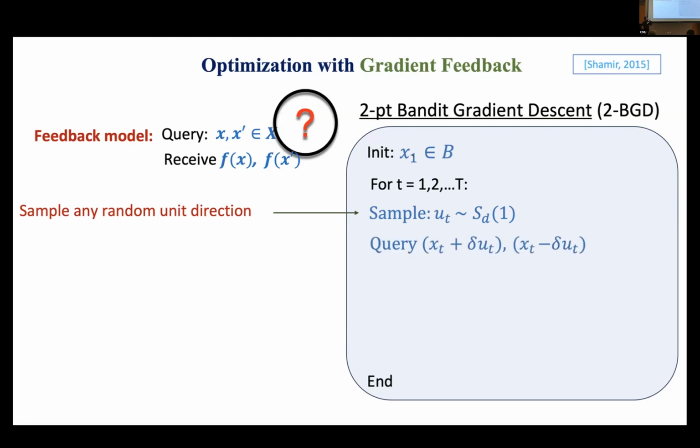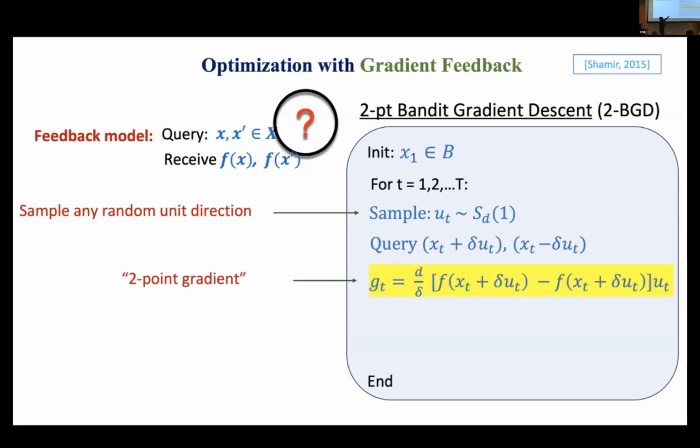So just sample a vector u, which is a unit direction in dimension d, and query 2 points, because I can query 2 points now. X plus delta u and x minus delta u are available. So symmetrically 2 opposite points around xt, which is my current estimate of the minimizer. And then this is my new estimate of the gradient.